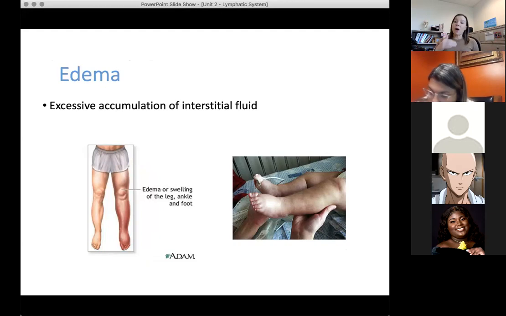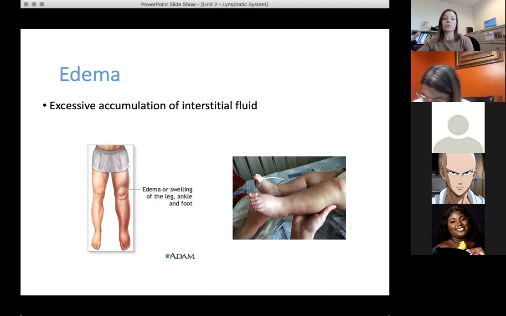So we can follow the sequence of fluid flow. We have blood moving through capillaries. Some of the fluid from the blood leaks out. Now that fluid is called interstitial fluid once it enters the interstitial spaces that are surrounding your tissues and your cells. Then that fluid is going to get sucked up by those lymphatic capillaries. So it goes into lymphatic vessels. And once that fluid moves into lymphatic vessels, it's called lymph.